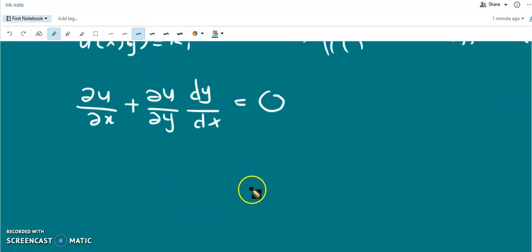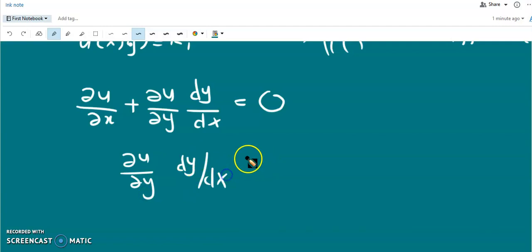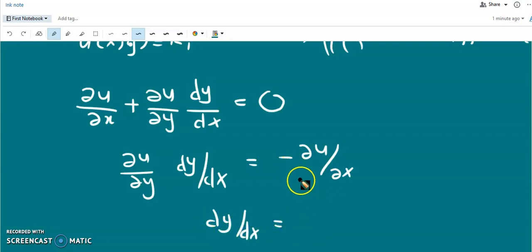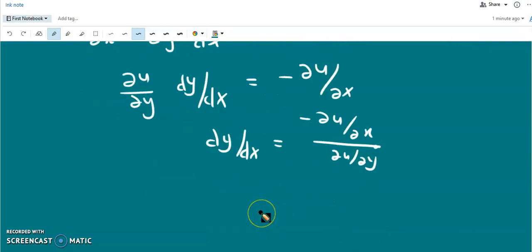So from this we have ∂u/∂y · dy/dx equal to minus ∂u/∂x. So dy/dx equals minus ∂u/∂x divided by ∂u/∂y. So this is the slope m1 of the family of curves u equal to k1.